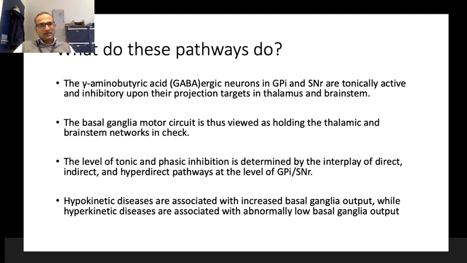The hypokinetic diseases are associated with increased basal ganglia output, resulting in increased inhibition of the thalamus, while hyperkinetic diseases are associated with abnormally low basal ganglia output, with decreased inhibition and more activity of the thalamus and more movement of the thalamus and cortex.